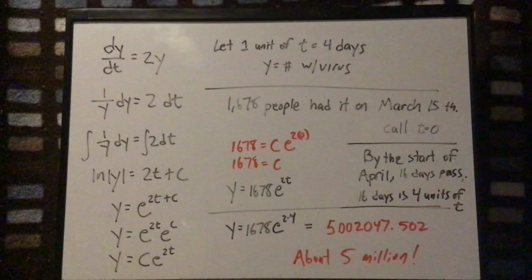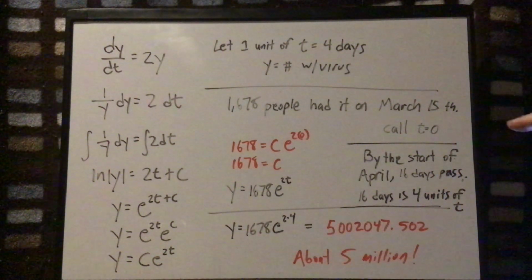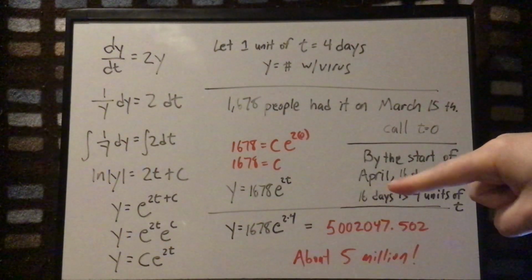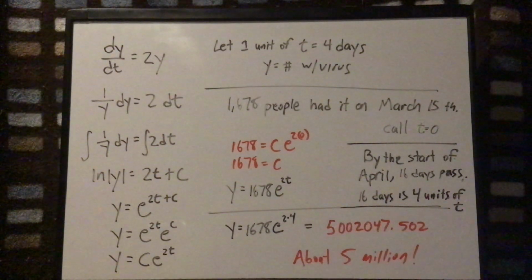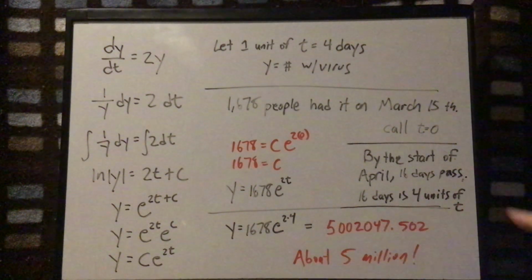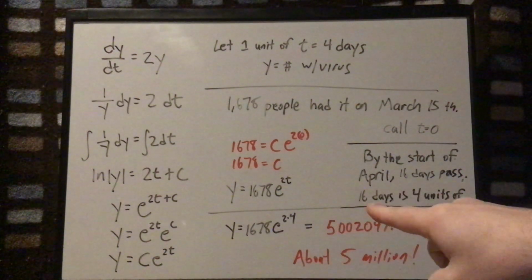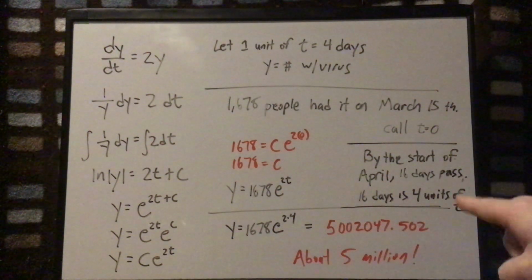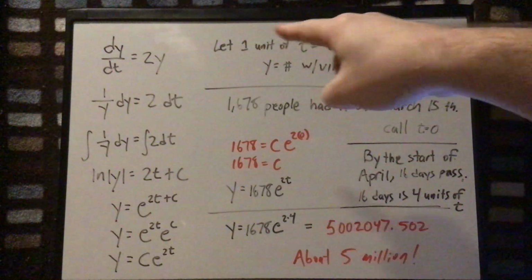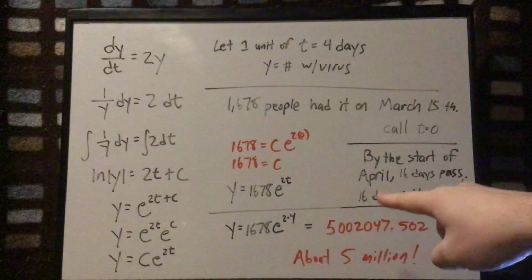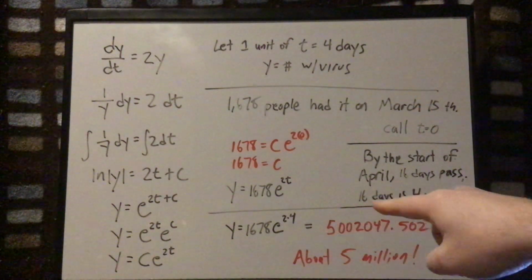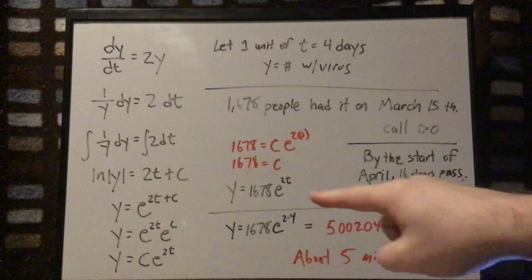So I want to know how many will have it by the start of April. So I put on the side the extra information. By the start of April, 16 days roughly will have passed, because basically we need to get from the 15th through the 31st. By the time the 31st ends, that's about the 16th day. So it seemed best to use that number, but now just be careful. 16 days is 4 units of t. Remember up here, 1 unit of t was 4 days. So if 1 unit of t is 4 days, 4 units of t will be 16 days. So I don't want to plug in 16, I want to plug in 4 because those are my t units.